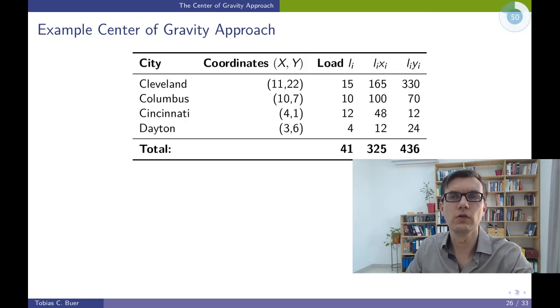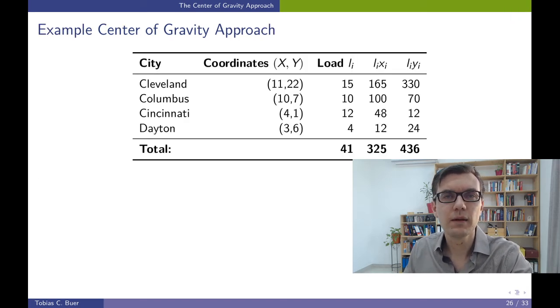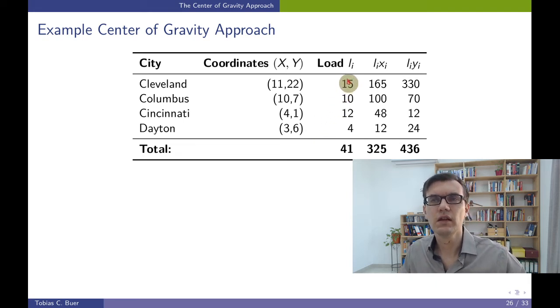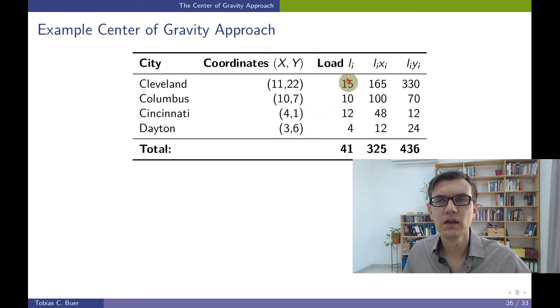This is the purpose of the center of gravity approach, to identify a new location that might be useful. Now let's continue the example of the load distance model. I'm using the same problem data with the given load and the coordinates of the different cities. So these are our 4 cities. We have the transport load, the amount of goods that need to be transported to these stores in these cities. And now I calculate in this column the coordinate of the center of gravity for the x coordinate, and here I calculate the y coordinate of the center of gravity.